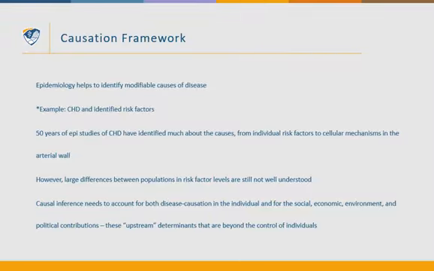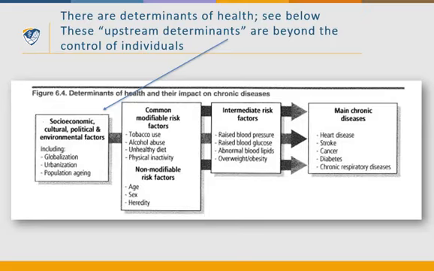Large differences between populations and risk factor levels are still not well understood. Causal inference needs to account for both disease causation in the individual and for the social, economic, environmental, and political contributions, these upstream determinants that are beyond the control of individuals. So these upstream determinants of health, you see these below, they're beyond the control of individuals. Things like globalization, urbanization, population aging.